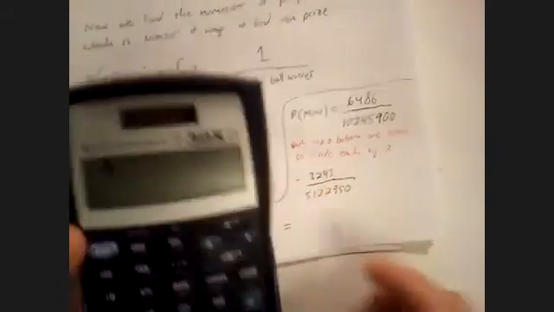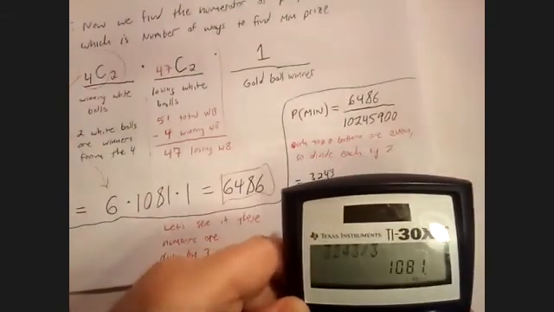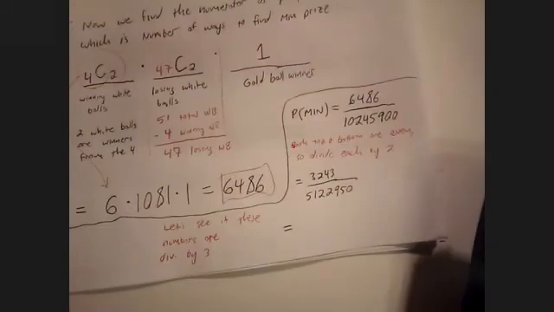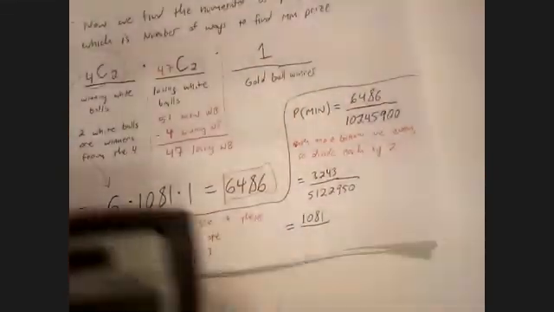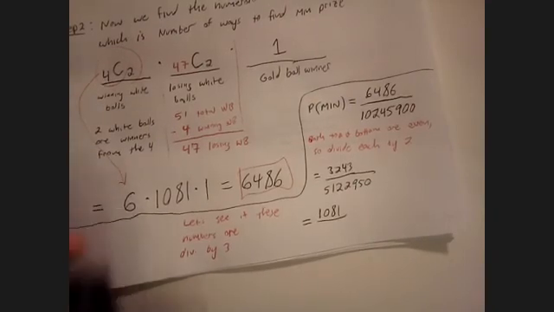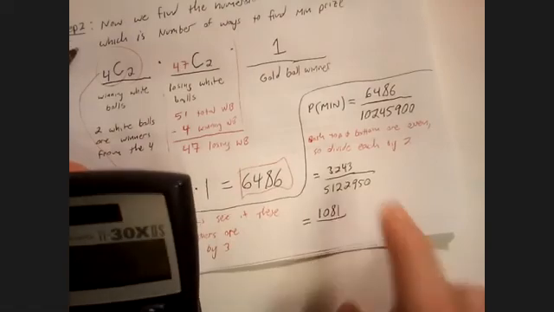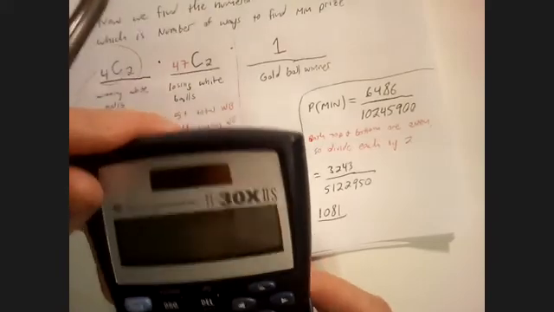Now go back to the original number. 3243 divided by 3 is 1081. You'll recognize the 1081 over here. I tried to see if all the problems are divisible by that number, and not all of them are. So you still got to do this by hand. Okay, now let's do this number divided by 3. 5122950 divided by 3.